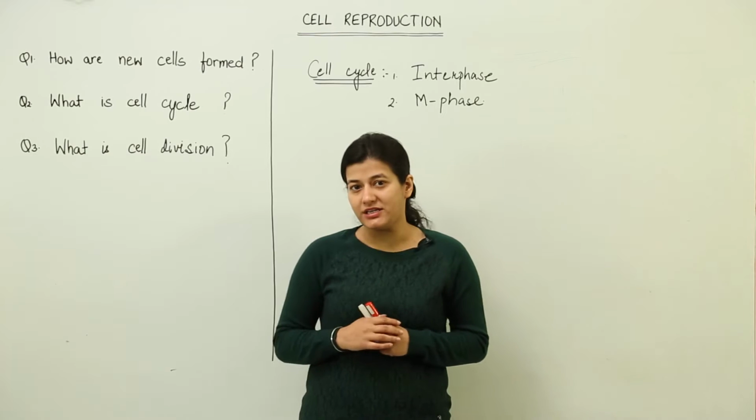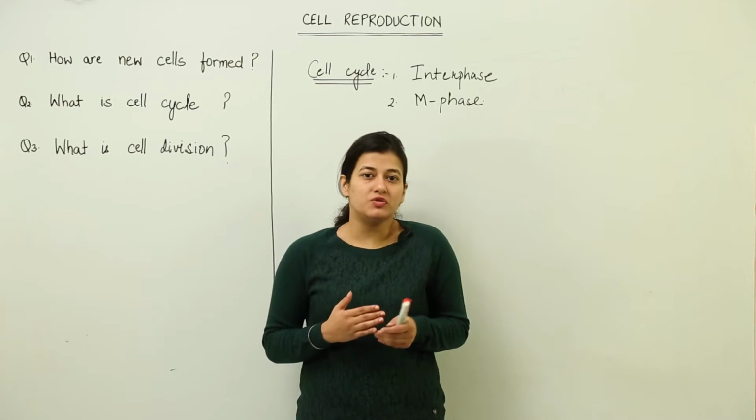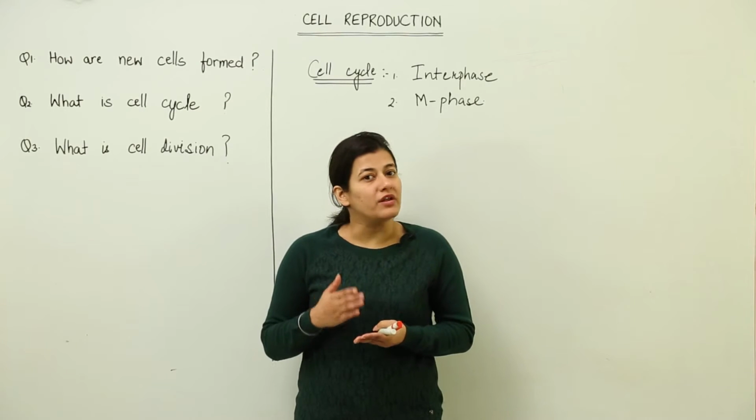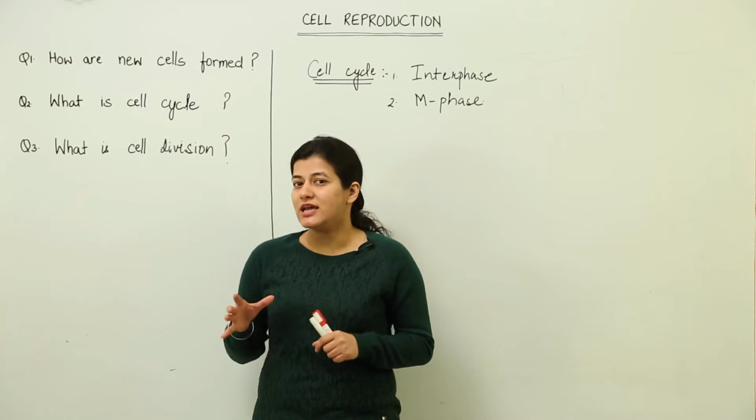So we are basically dealing with the reproduction of cell, because reproduction is the process in which a pre-existing organism is giving rise to another organism. Now when we are dealing with a cell, that means a cell would give rise to a new cell. So let's see how does it happen.